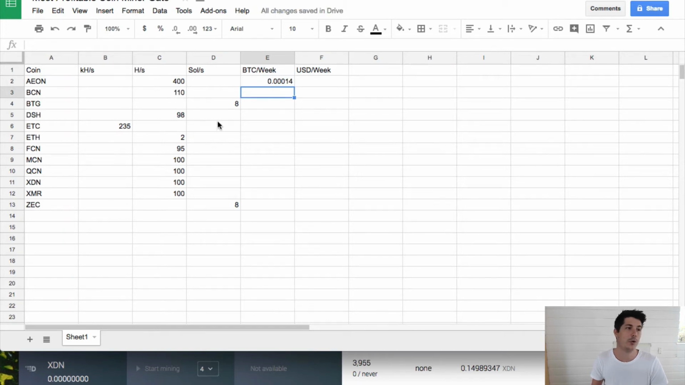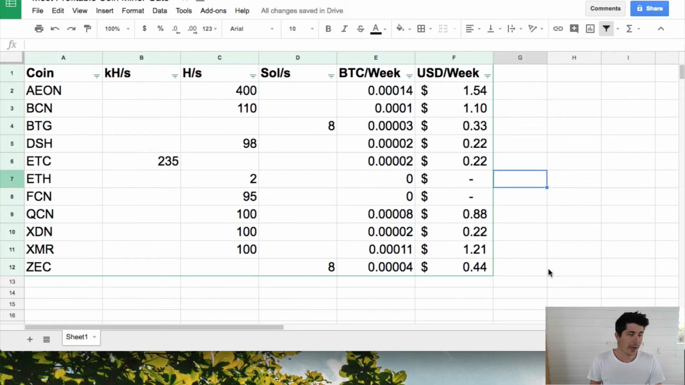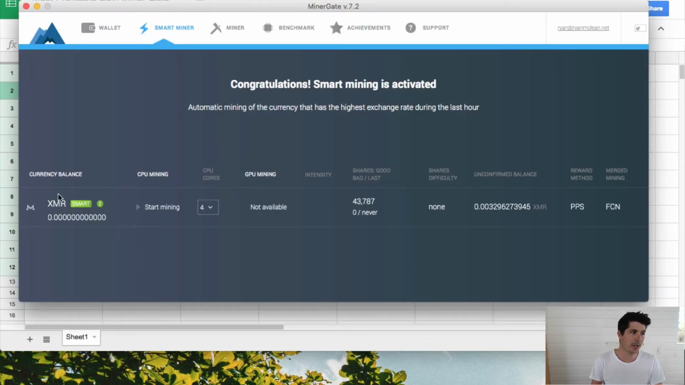And now I'll go through and do all of them. Okay, so I've gone ahead and filled that out. I've also made it a bit easier to see. Now, if we remember, if we smart mine, it's always going to choose Monero for us, but we wanted to see if that was the most profitable.